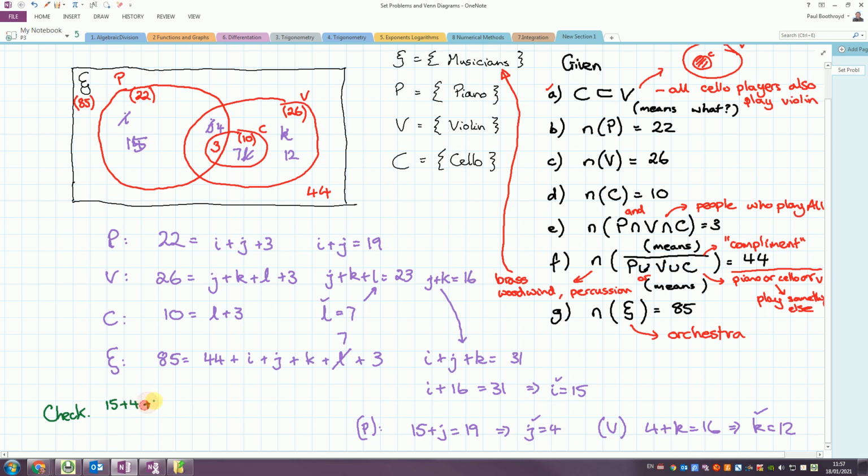So we're doing a check. 15 plus 4 plus 3 is equal to 22. That's my 22, that's correct. Do another region over here. I've got 4 plus 3 plus 7 plus 12. 7, 14, 26. That region was 26, correct. I've been told also that 3 plus 7 equals 10. Yeah, that's the region in the middle. That works. And the last one, if I add all of these numbers together, I do 22 plus 26 is 48.